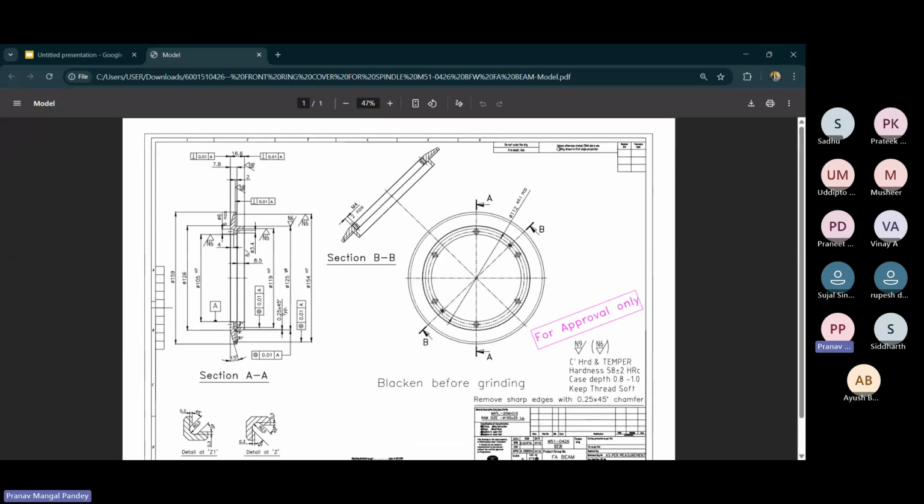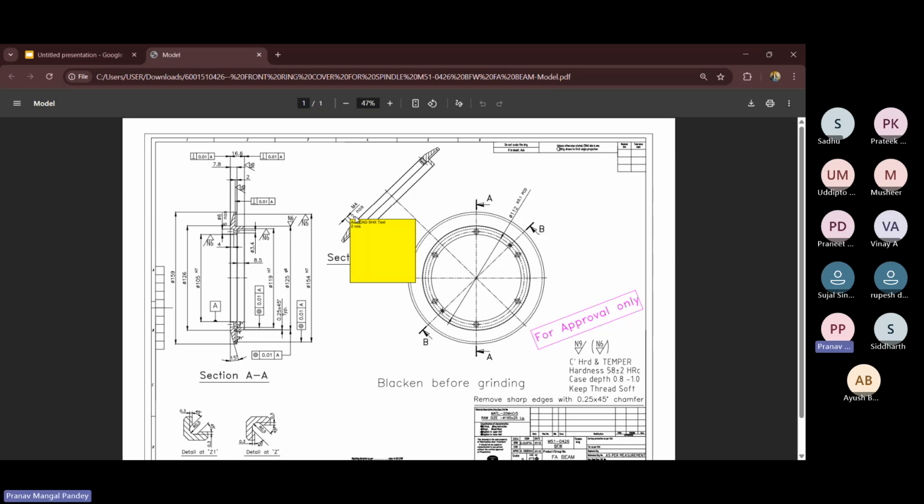More detail about this is key. You have to make sure every design's dimensions should be given, even in the cross section view, which you can see as section B to B. B to B means this one.